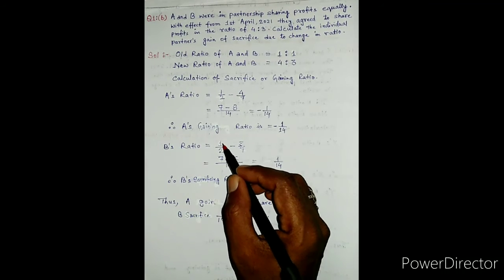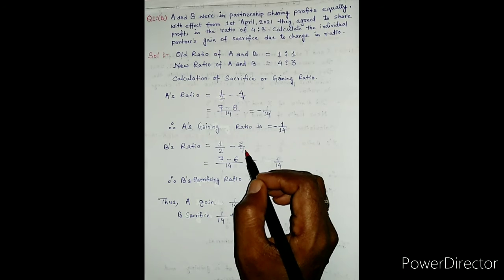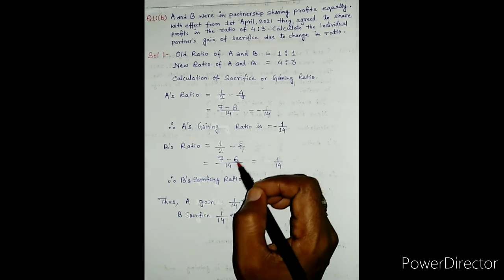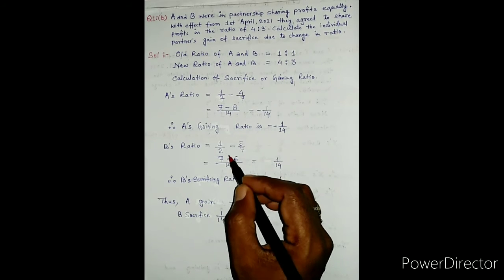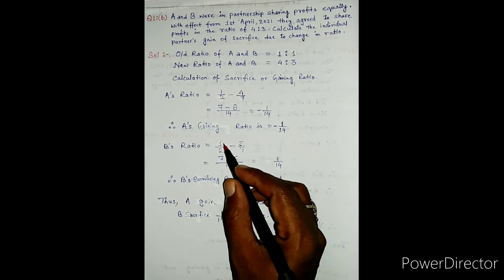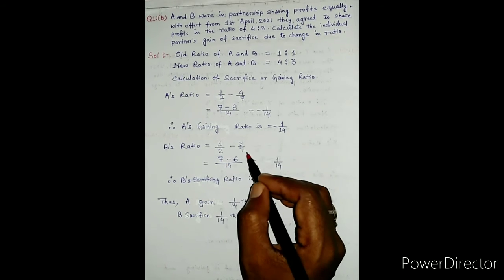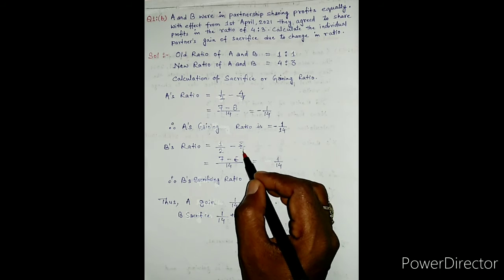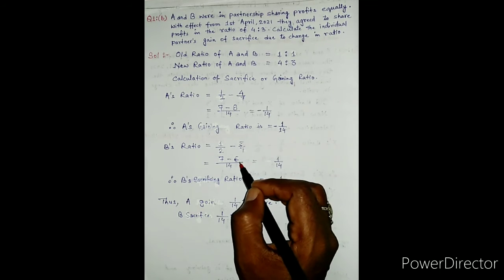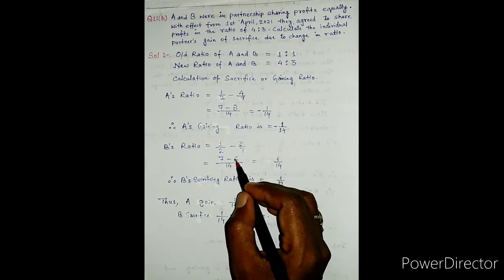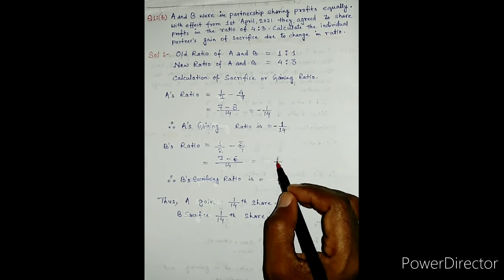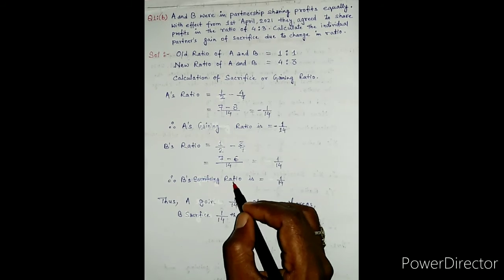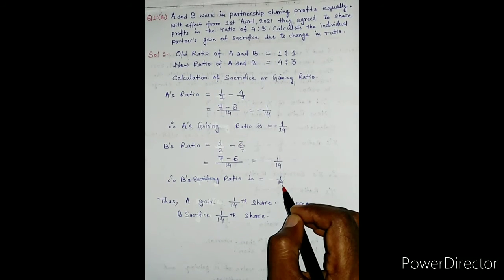Now same with B's. B's ratio is 1/2, this is the old ratio, minus 3/7, this is the new ratio. Now take out the LCM of 2 and 7, we get LCM 14. Divide 14 by 2, we get 7. 7 multiplied with 1, we get 7. Now divide 14 by 7, we get 2. 2 multiplied with 3, we get 6. Now take 6 from 7, we get 1/14. So this is positive. Positive means it is a sacrificing ratio. So B's sacrificing ratio is 1/14.